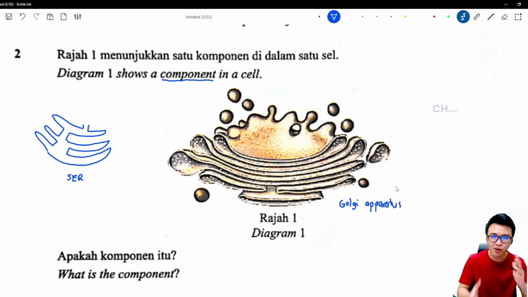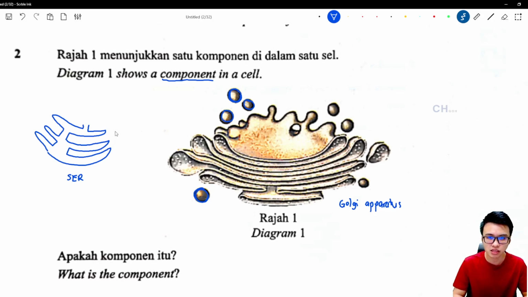Now, the problem is how can we differentiate which one is the SER and which one is the Golgi apparatus? The thing is very simple, let me give you a tip. If you see something like bubbles, the vacuoles, just beside the organelle or the components, then we can know this is the Golgi apparatus. For SER, there are no such things. The vesicles or the vacuoles will not form beside the SER.